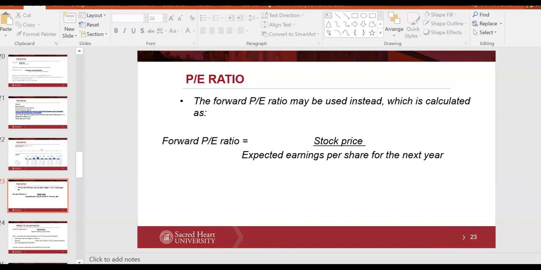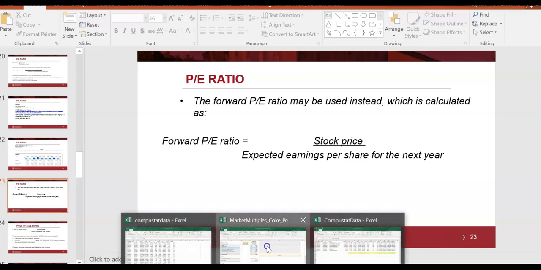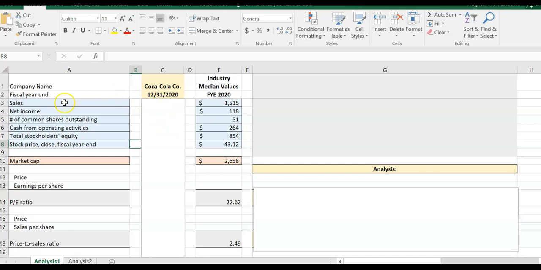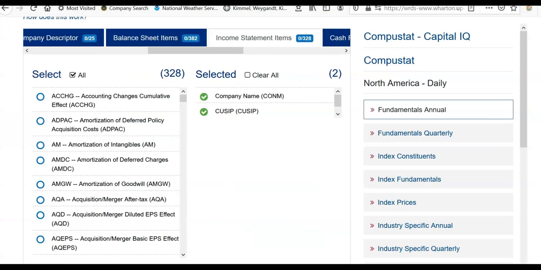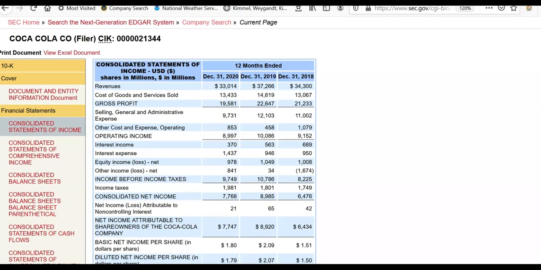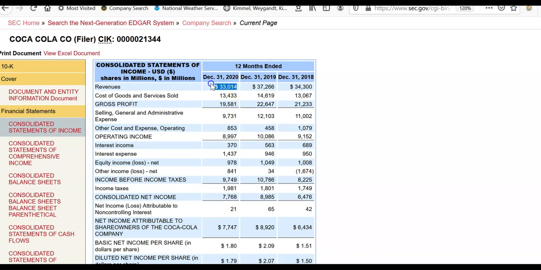Before I get to the forward PE ratio, let's go to my analysis for Coca-Cola. So we're going to open up the template for this week, which looks somewhat similar to the analysis from the last two weeks. We're going to update the company's name and then all of this financial statement data here. Now, of course, stock price is not from the financial statements, but we're going to go to Coca-Cola's income statement, and I can either open it up in Excel or I can just copy and paste directly.